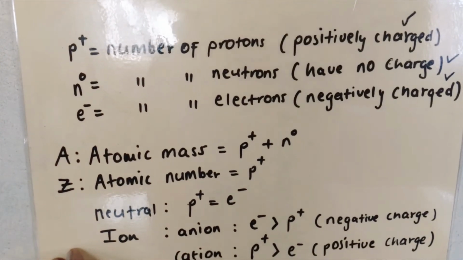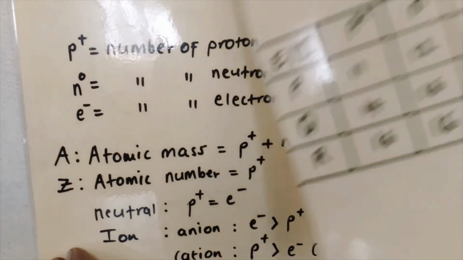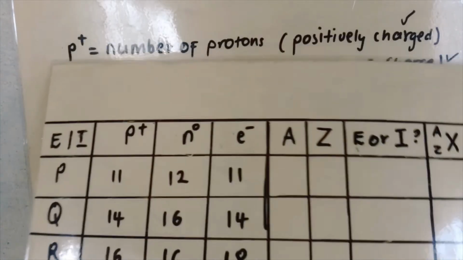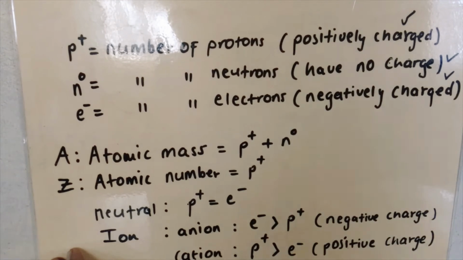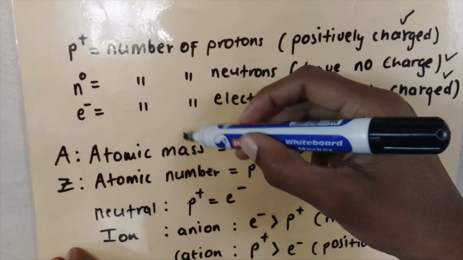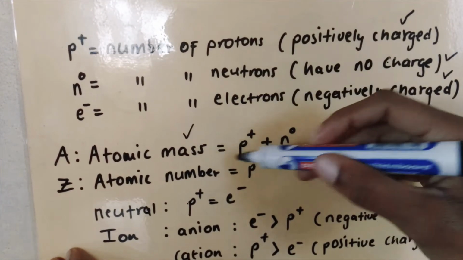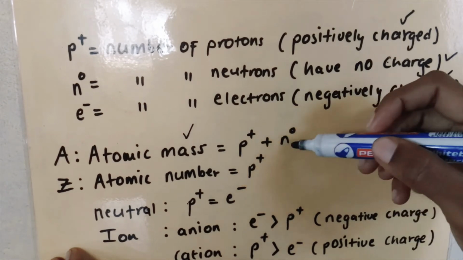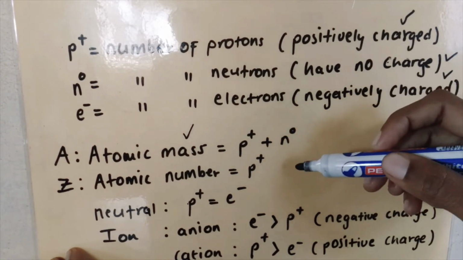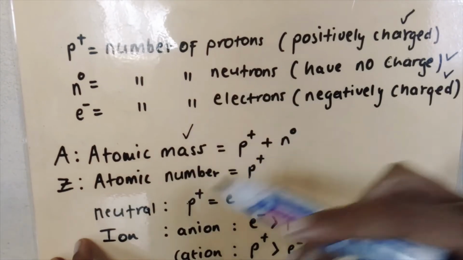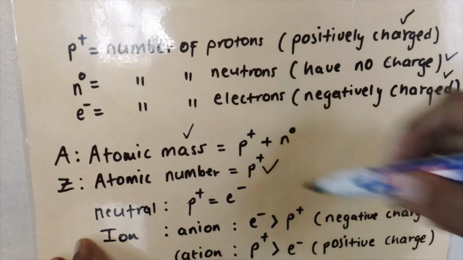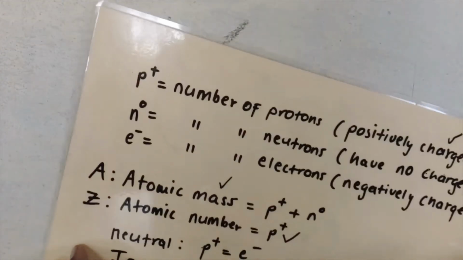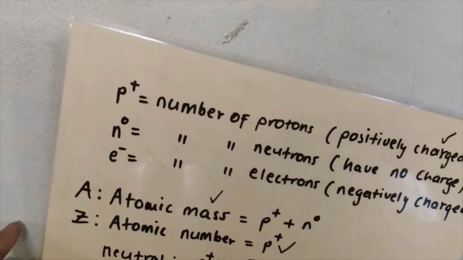If you recall, in the table we also had new columns, A and Z. What do we mean when we talk about A? A indicates the atomic mass, and it is equal to the number of protons plus the number of neutrons. So keep that in mind. And Z means the atomic number, and it is equal to the number of protons. So let's go back to our table.